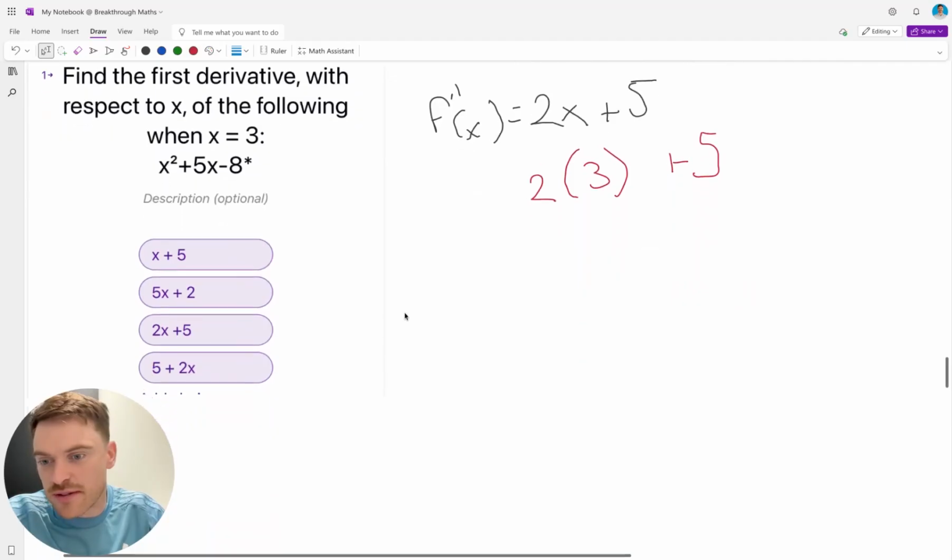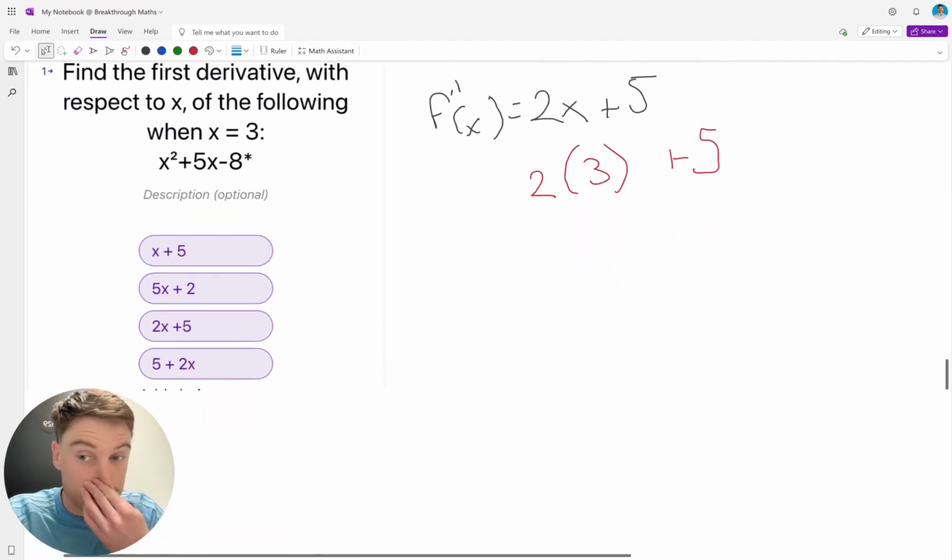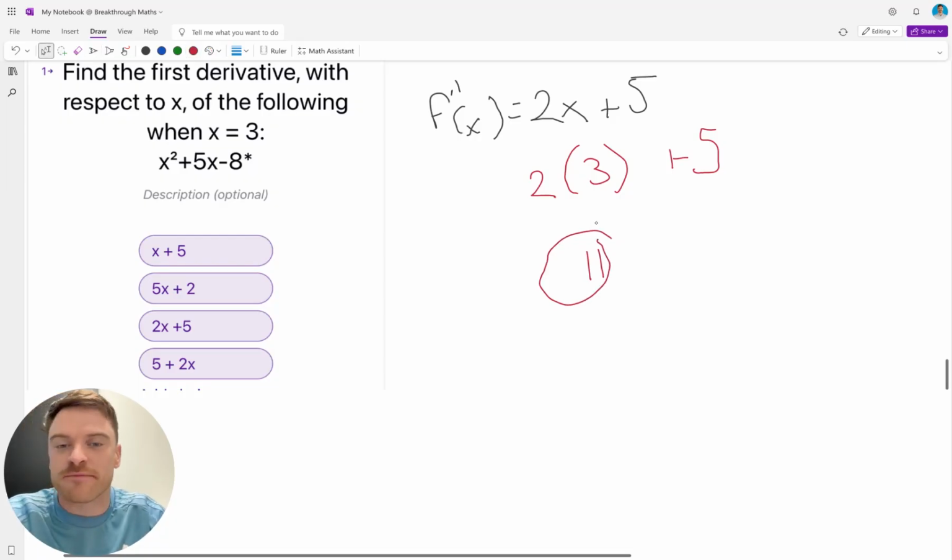When x is equal to 3, this wasn't fully finished. The answer here should be 11 when you get this out. I'll tweak the form. It'll be 11.